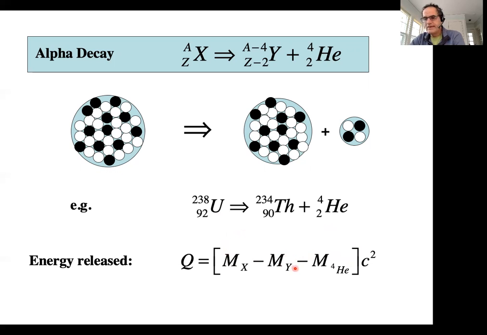In fact, we can predict whether a nucleus will be unstable with respect to alpha emission simply by running this calculation to see if Q is positive or negative. If Q is positive, then the system can lower its energy by going through alpha decay, and eventually it will.